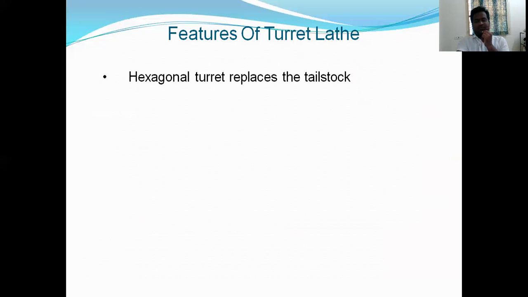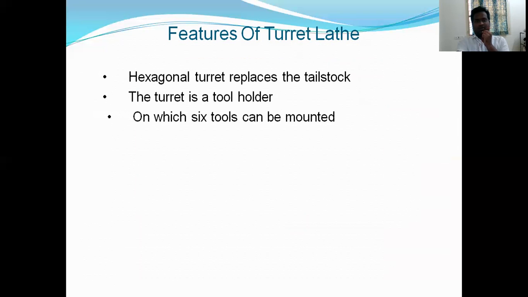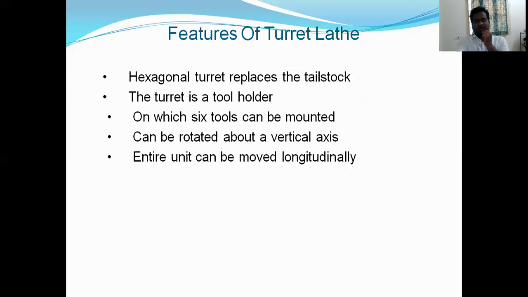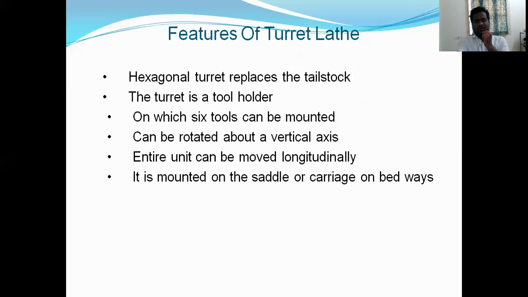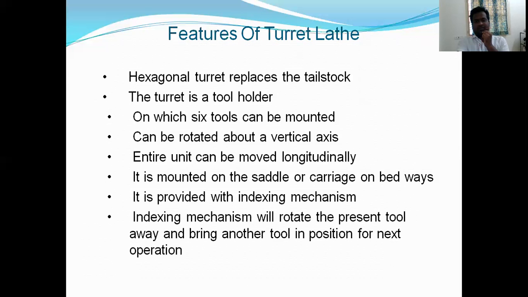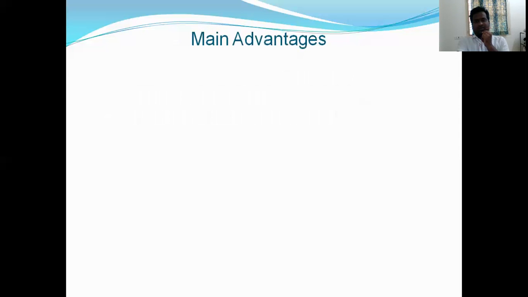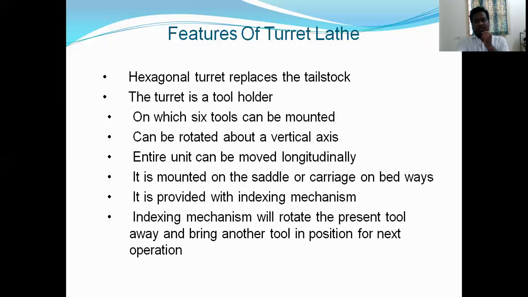So here, features of turret lathe. Hexagonal turret replaces the tailstock. The turret is a tool holder on which six tools can be mounted, and can be rotated about a vertical axis. Entire unit can be moved longitudinally. It is mounted on the saddle or carriage on bedways. It is provided with indexing mechanism. Indexing mechanism will rotate the present tool away and bring another tool in position for next operation. One by one we will discuss these points.